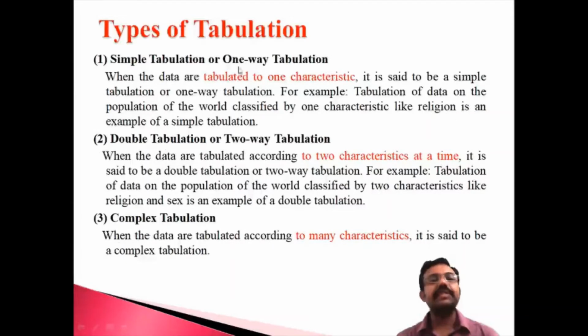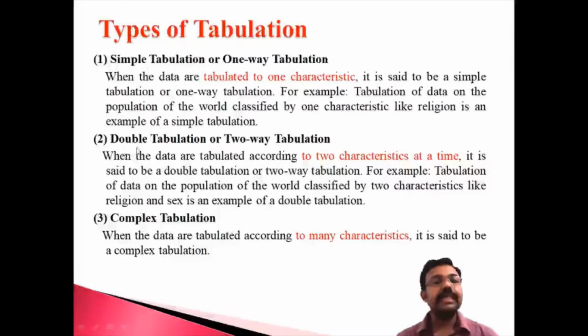The first category is the one-way table. That means you are specifying only one characteristic of the data. You only explain age-wise data or education-wise data. It depends purely on one single characteristic of the data. That term is known as the one-way table. For example, tabulation of data on the population of the world classified by one characteristic, like religion. The world population is classified on one characteristic, that is only religion. That is an example of simple tabulation. That means you are explaining the data based on a single characteristic. The term is known as simple tabulation or one-way tabulation.